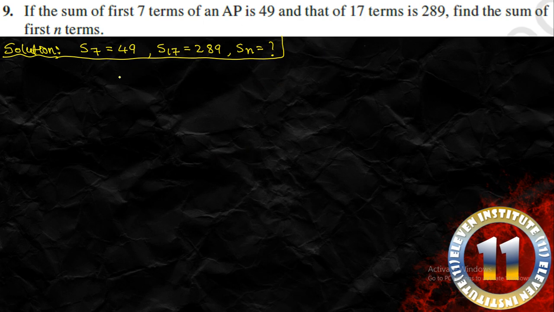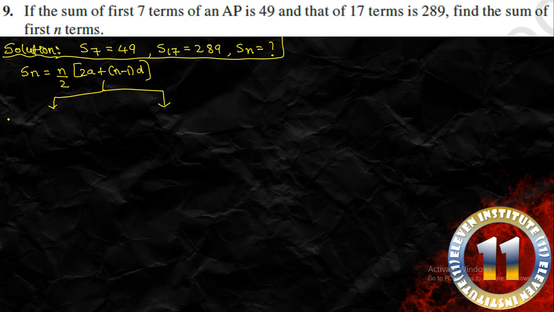Yes, so we will elongate this formula. Let us start with S7 over here. We will use this formula of Sn: Sn is equal to n by 2 multiplied by 2a plus n minus 1 into d. Now one time we will apply that for S7 and another time we will apply that for S17.